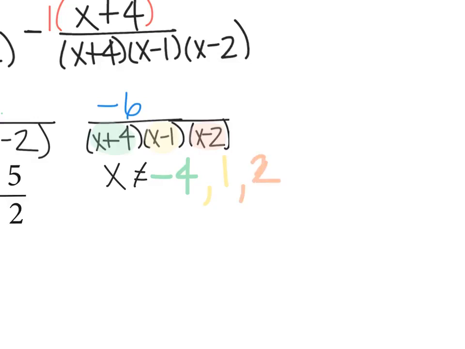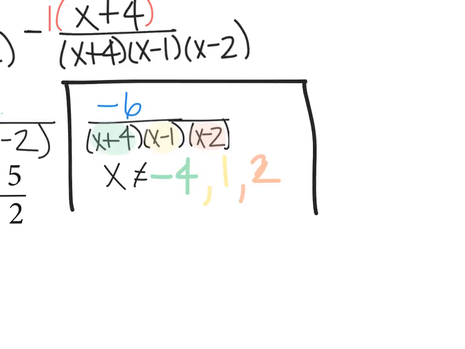So my complete answer to this problem is negative 6 divided by x plus 4 times x minus 1 times x minus 2, where x cannot equal negative 4, 1, and 2.